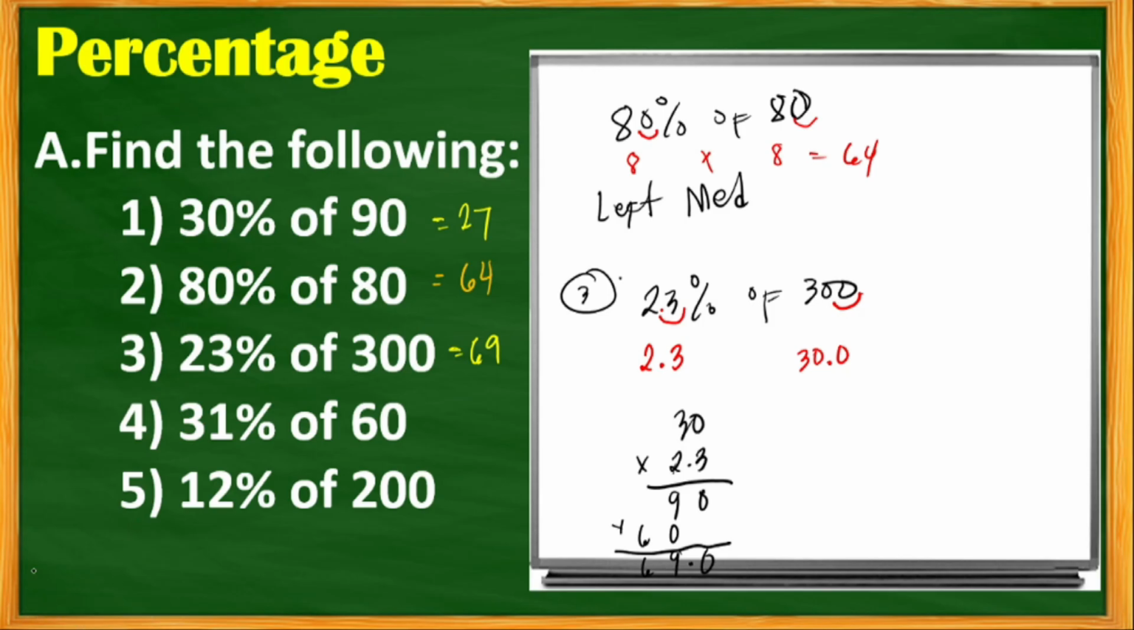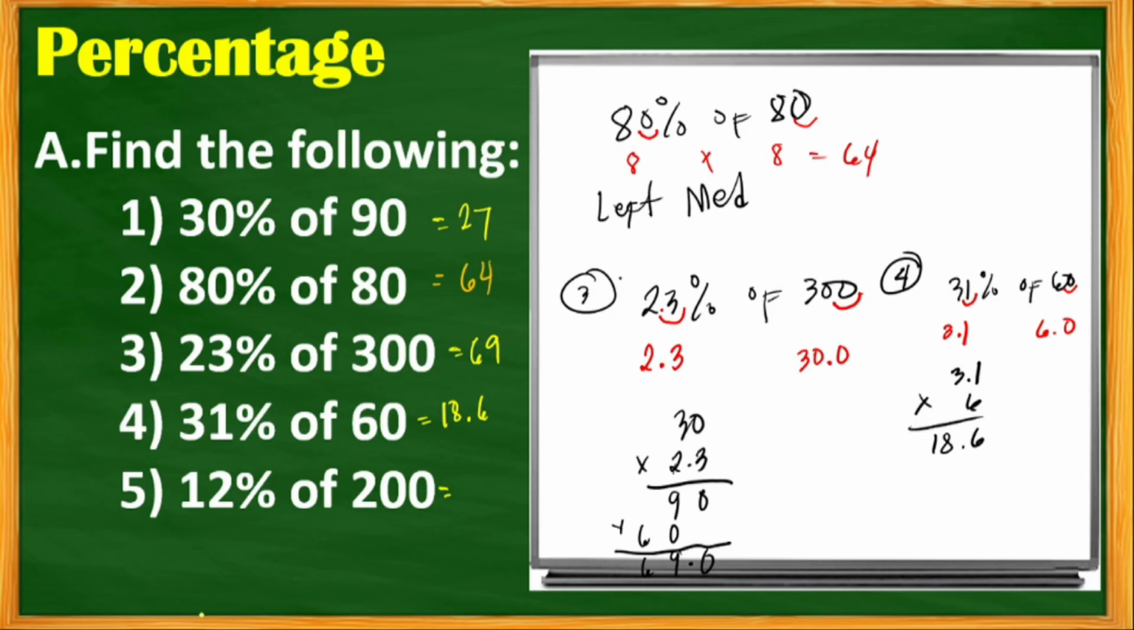Then next, sample number 4. 31% of 60. So just move the decimal point of 31 and 60 1 place to the left. It becomes 3.1. And then this would be 6.0, or 6 rather. So just multiply 3 and 1/10 by 6. 6 times 1 is 6. 6 times 3 is 18. Count the number of decimals, 1. So the answer for this one is 18 and 6/10.